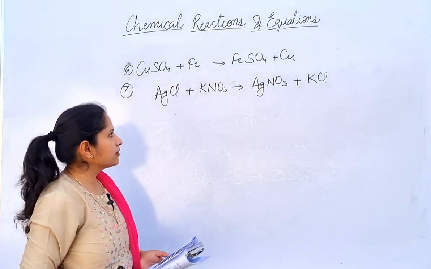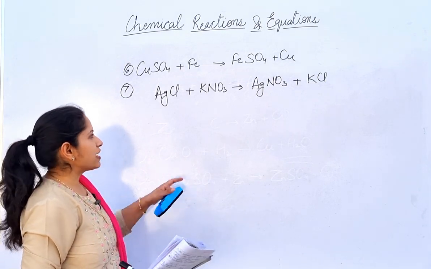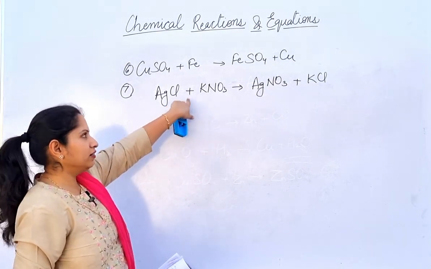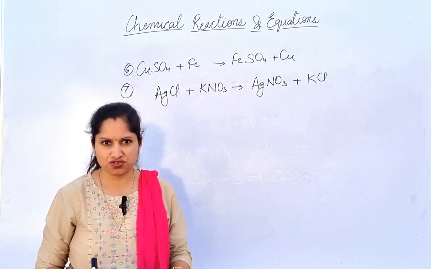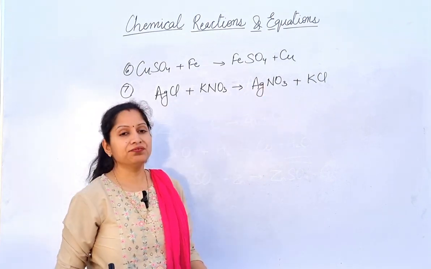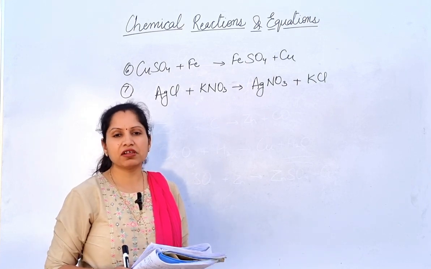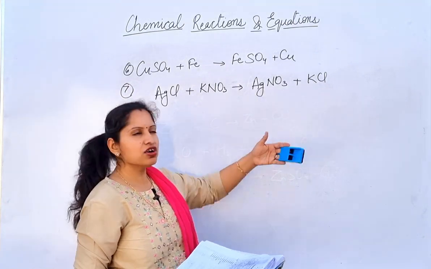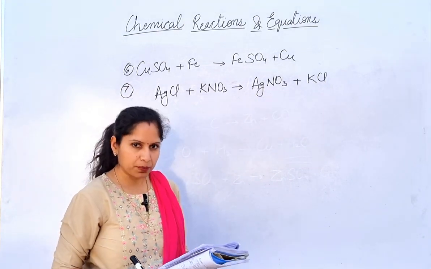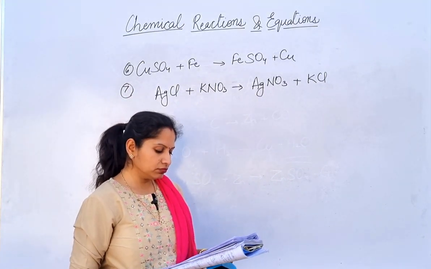Why am I saying that it should be opposite? Because potassium is highly positive and chlorine is highly negative. They have a very strong affinity towards each other. So potassium chloride is a very stable salt, as stable as sodium chloride. So the reverse of this reaction, forming silver nitrate and potassium chloride from silver chloride, is not possible.